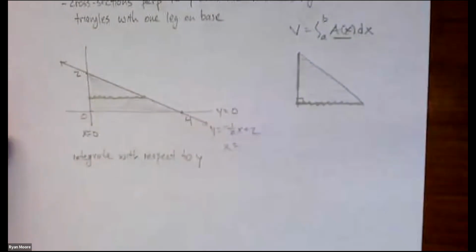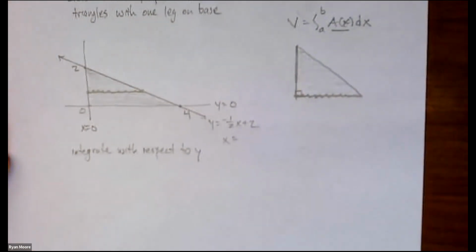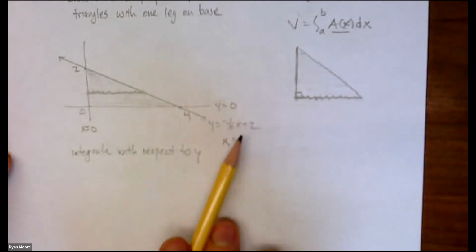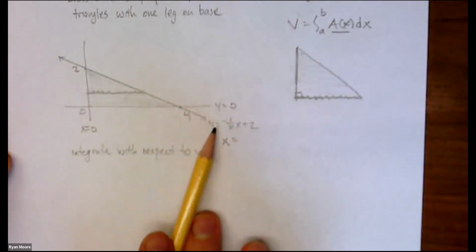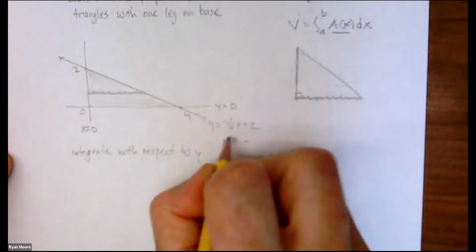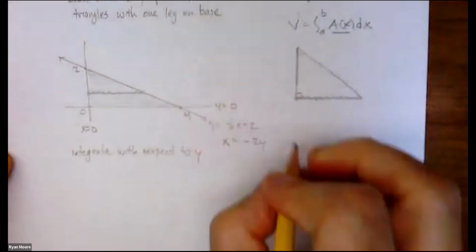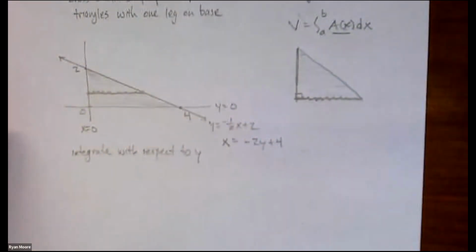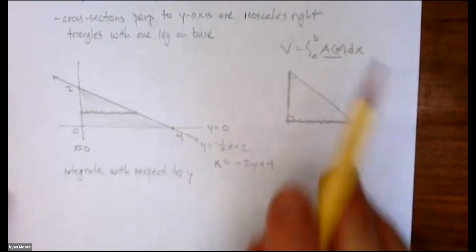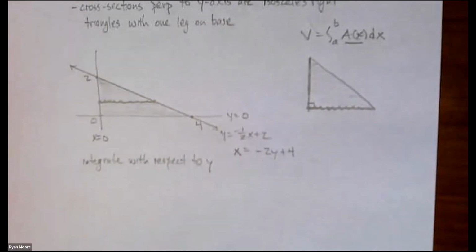So, okay, integrating with respect to y, moving vertically, we're going to have to rewrite our function in terms of x. So instead of y equals -1/2 x plus 2, we solve for x: subtract 2, multiply by -2, and we'd end up with x equals -2y plus 4. So it's actually all going to be in terms of y. Okay.